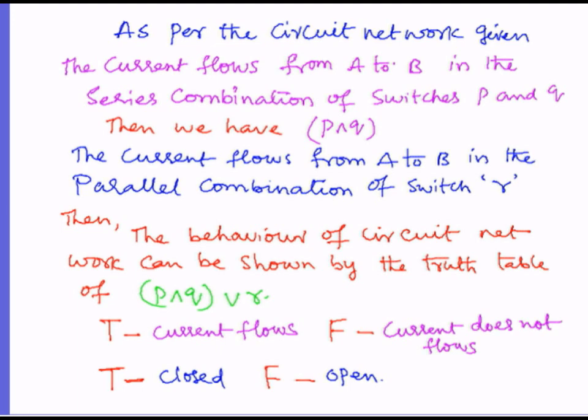So we have to find out the truth values of the condition that is P and Q or R, in order to find out the current flows from the terminal A into B. So this is the truth table.